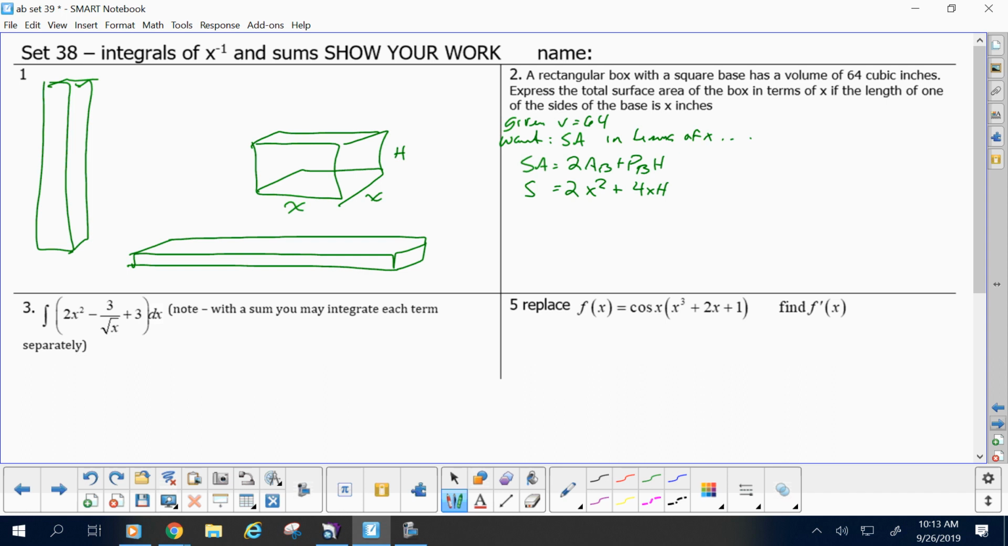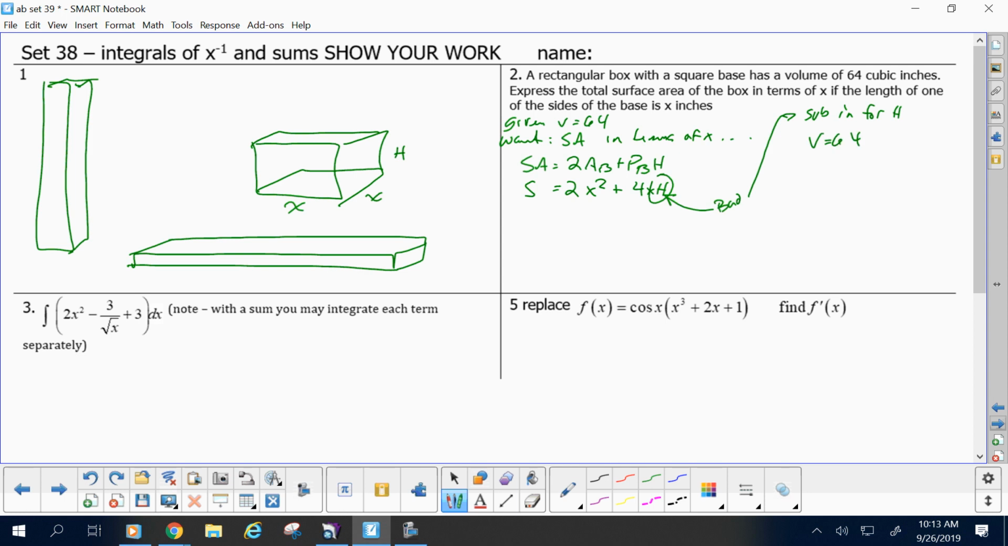At that point, I run into my problem. They say it's supposed to be in terms of x only, and this is what draws my attention. This is bad. It says x only, and it's not in terms of x only. It's got an h. So I need to put something in for h. That's where I ask, what can I sub in for h? That's where the volume comes in. They didn't give it to you for no reason.